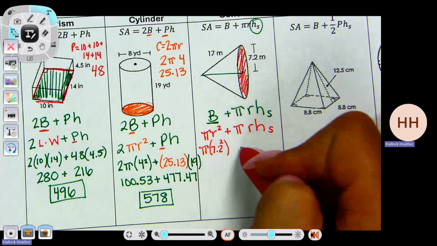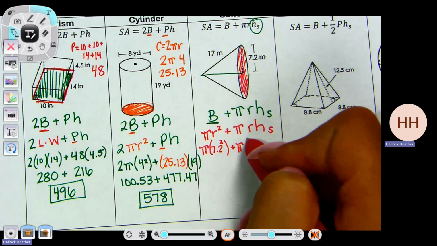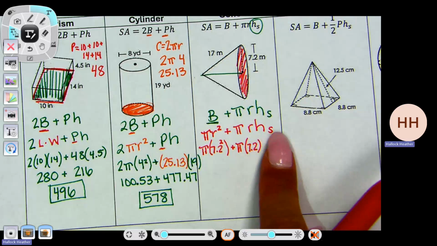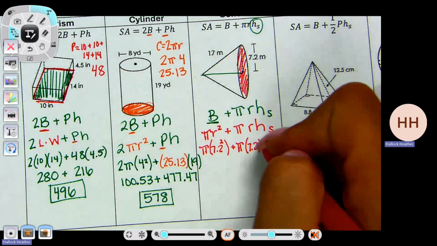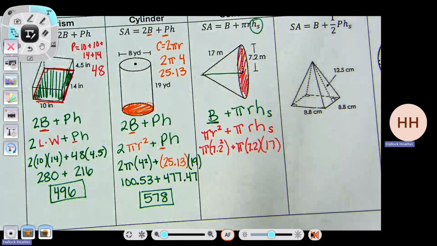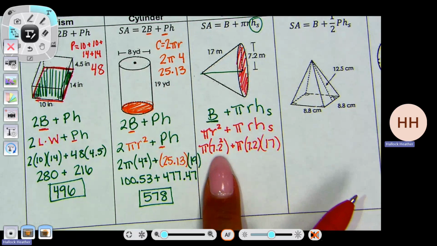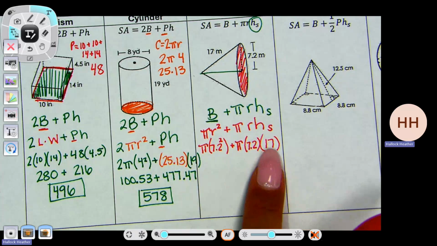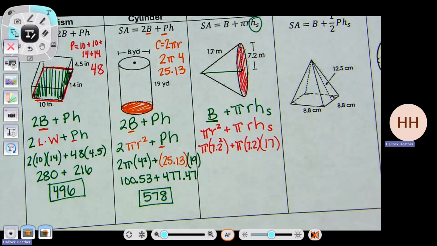Pi times 7.2 squared plus pi times 7.2. And then people are like, I have to plug in something for h and s. No, they're together. So what's my slant height? 17. So same thing, we're going to do the exponents first. We're going to multiply by pi. And then over here, we're just going to multiply straight across. We're going to get 2 separate numbers and we're going to add them together.